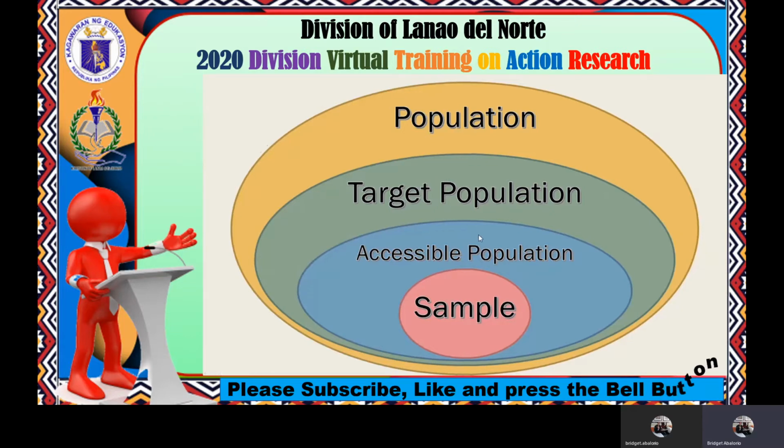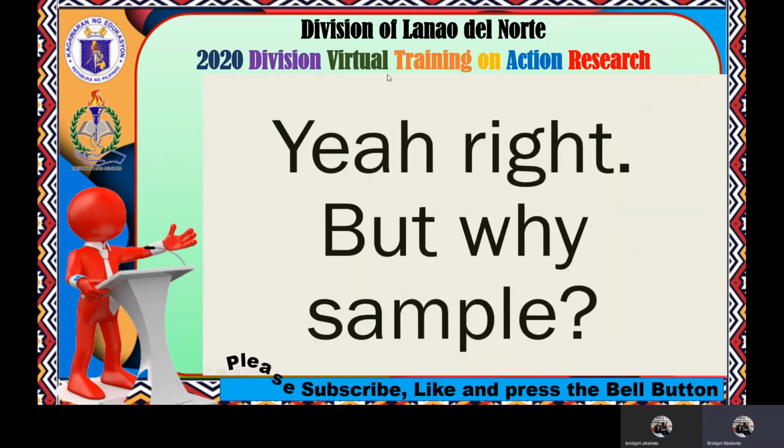Now, the problem is, if we have the population, why do we need to sample? Why do we need sampling procedure? We can directly go to the population and then conduct the study, right? Well, that is almost impossible and impractical because the entire population is composed of a lot of individuals. Some of them are within our reach and some of them are not within our reach. That's why we need to sample.